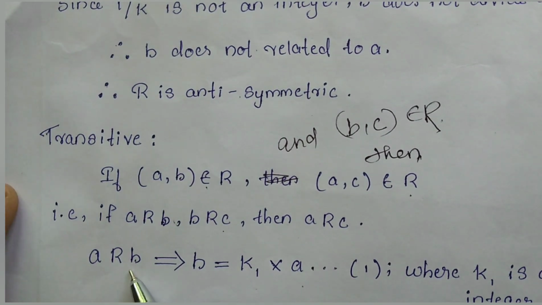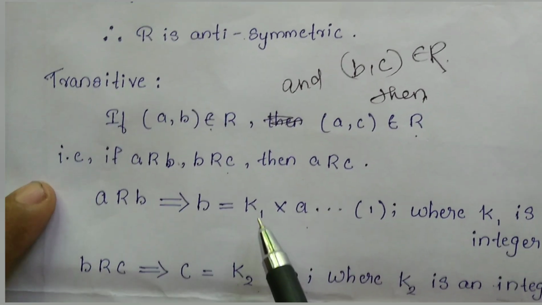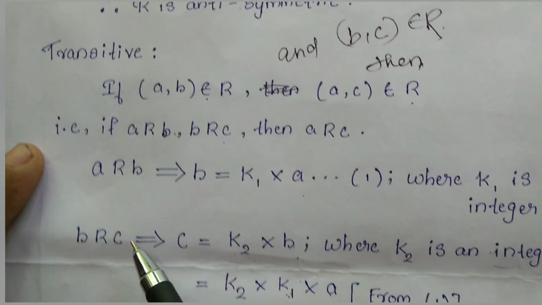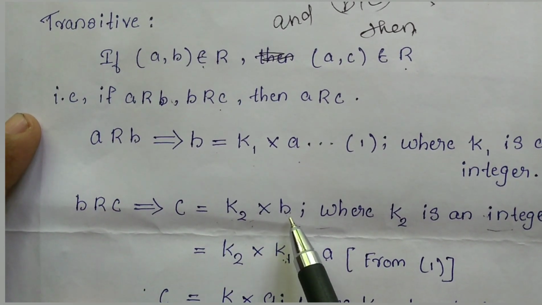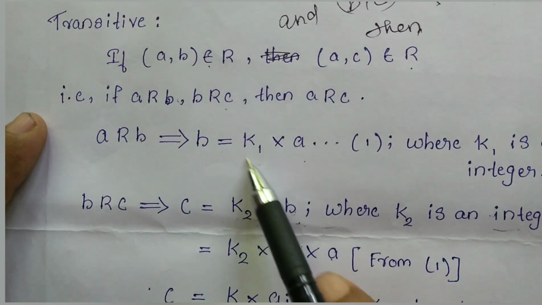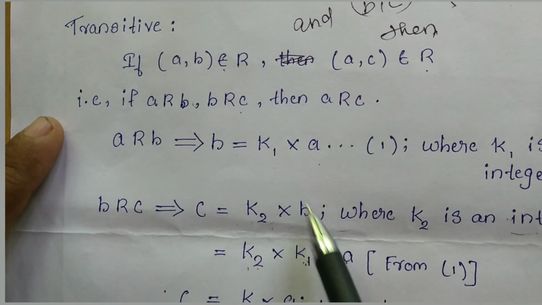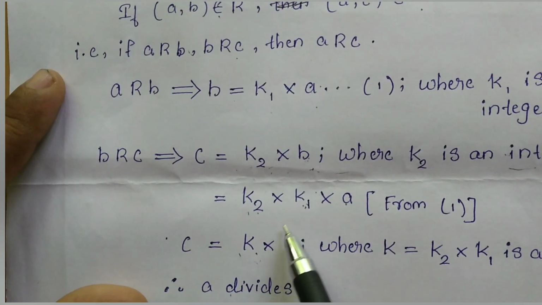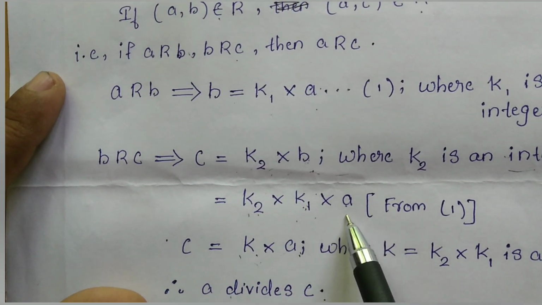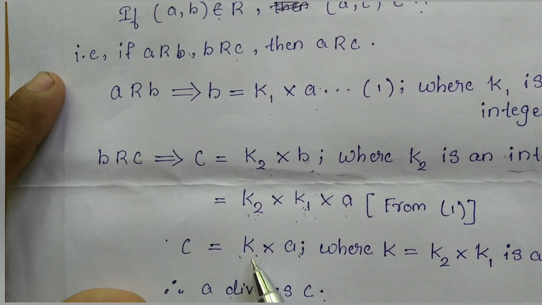So A divides B means B is equal to K1 into A, for some integer K1. And B divides C means C is equal to some integer K2 into B. Now we can replace this B by K1 into A. That is C is equal to K2 into K1 into A. Since K1 and K2 are integers, their product should be an integer. That is C is equal to some K into A.